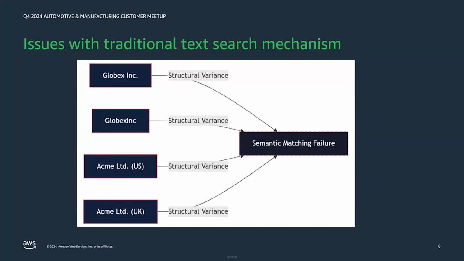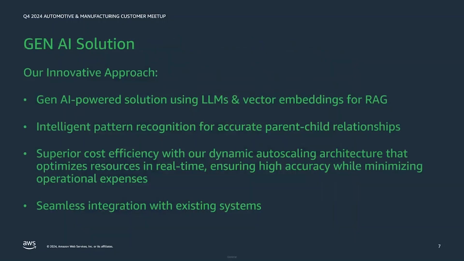Technically, all of them belong to the same parent, but in our system, these get listed as different accounts. Some of them might even be orphans, depending on the special characters in the account names, or spaces around the names, etc. This would result in a highly inaccurate NLP search with semantic matching failures, and the accuracy would be affected. So our solution was to use LLMs and vector embeddings for RAG.